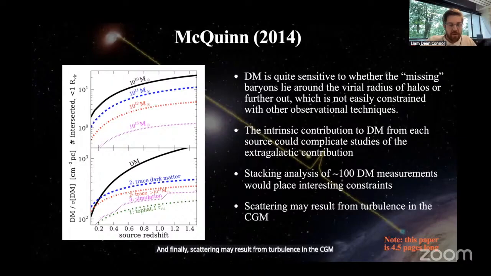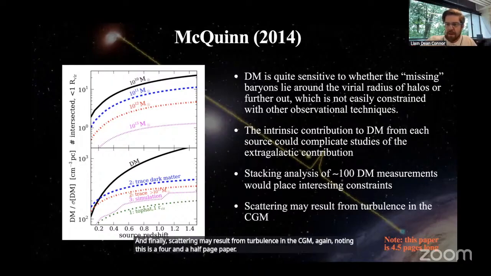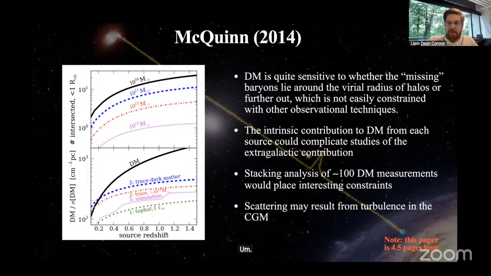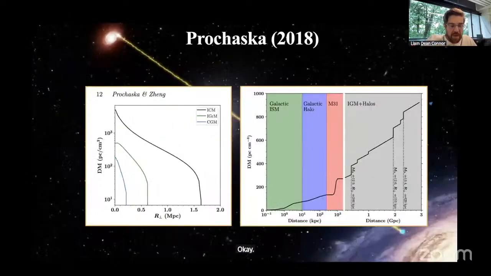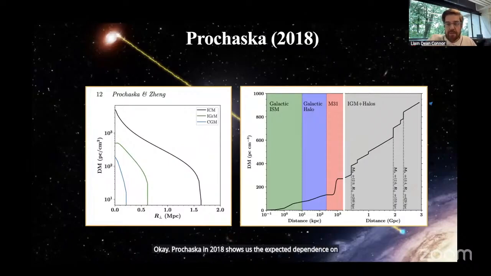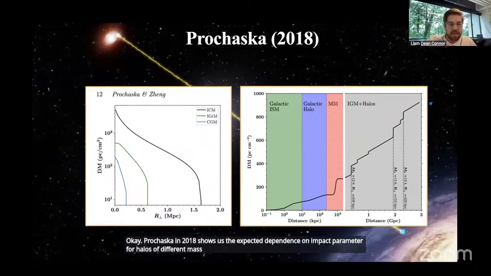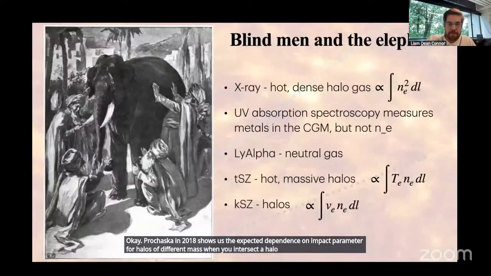Again, noting this is a 4.5-page paper. I would point out that each of these bullets is now an active field of empirical science. These are, and in some cases, as you'll hear at the end of this talk and later in this session, with actual detections. Okay. Prochaska in 2018 shows us the expected dependence on impact parameter for halos of different mass when you intersect a halo along the line of sight.